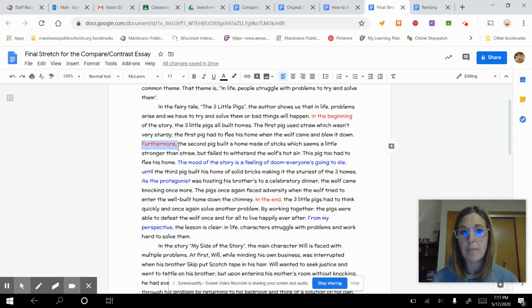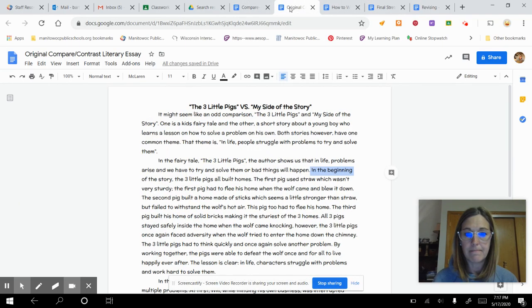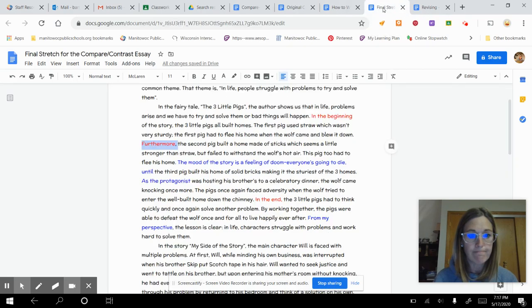Furthermore, so I'm adding a transitional word that I didn't use before. I just went right into the second pig. That one little word is helping me link ideas together. The second little pig built a home made of sticks, which seems a little stronger than straw, but failed to withstand the wolf's hot air. This pig too had to flee his home.